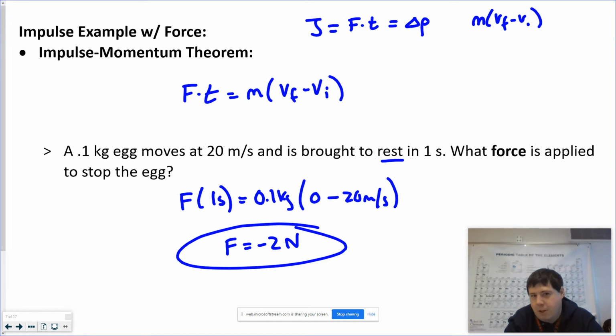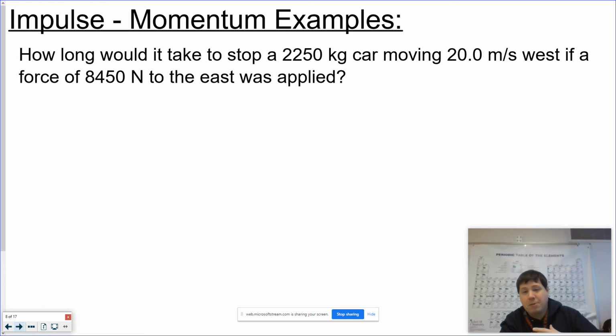So in impulse momentum problems, you're going to want to be careful about direction. We're going to see some examples here. Now, these examples are all things with impulse momentum, that same equation. So if you want to give it a try, go for it and see if you get the same answers that I do. Otherwise, I'll walk you through some of these answers here.